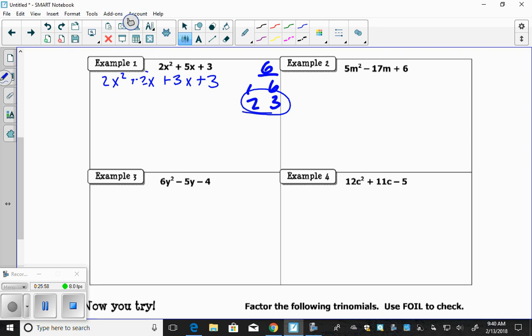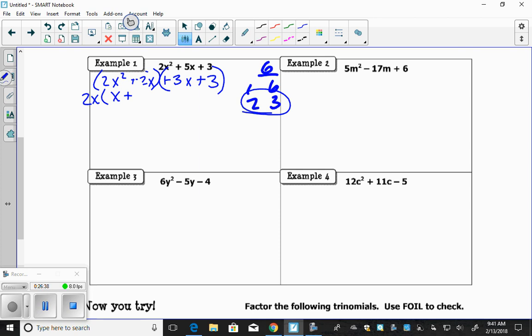Are you with me? What was the next step? Group. What was step number 3? GCF. So what's common in the first set? Not just x, though. 2x. Okay, so what's left? X plus... What did you say?